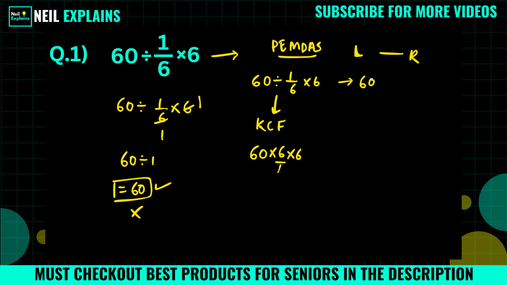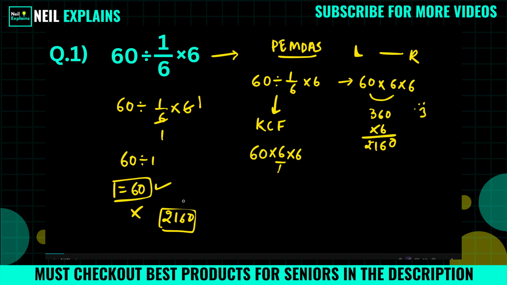So our final answer will be nothing but 60 times 6 times 6. 60 times 6 is equal to 360, times 6. 6 times 0, 0. 6 times 6, that is 36. 6 times 3, 18, 19, 20, 21. So your right answer will be 2160. 2160 is the right answer.